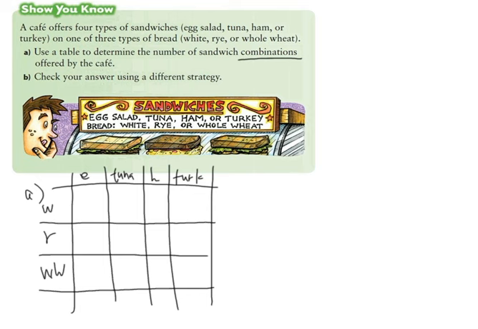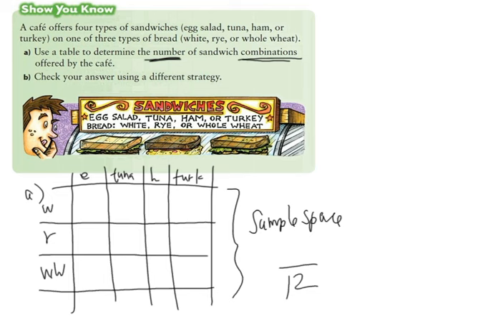It wants the number of combinations. So we said last day, this area in here is called your sample space. What this basically does is tell you how many different combinations there are, and in this particular case, your sample space actually tells you what those combinations are. But we don't even care what kind of combinations there are. We just want to know how many there are. And we can clearly see that the number of possible outcomes is 12. If you wanted to write them out, you could go egg on white, tuna on white, ham on white, and turkey on white. Those are 4 of the 12 combinations, and I could fill it in if you wanted to.